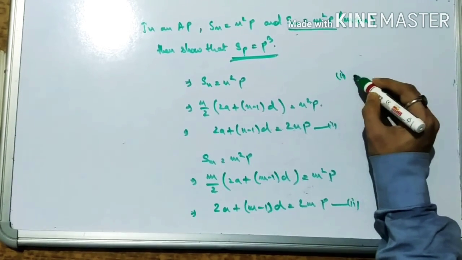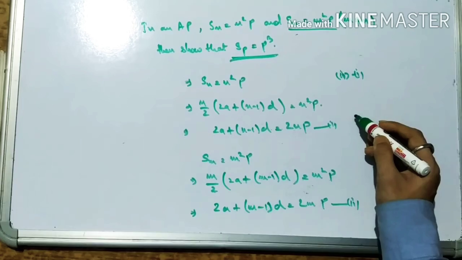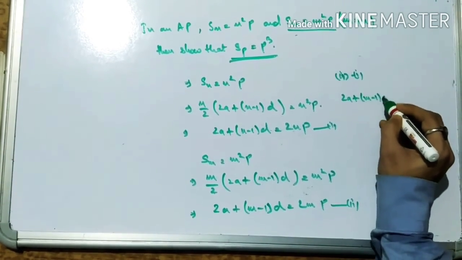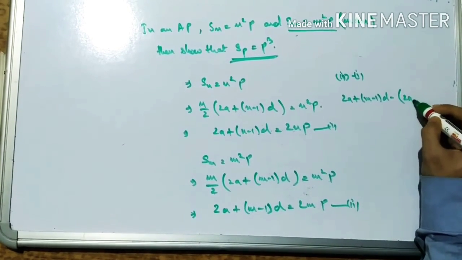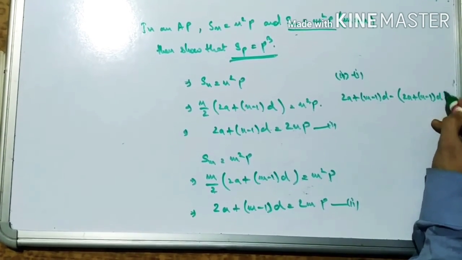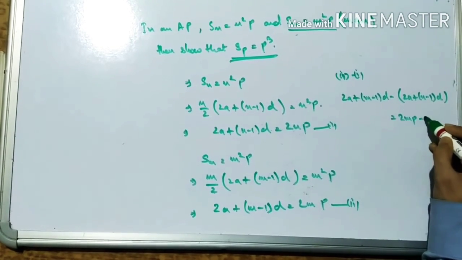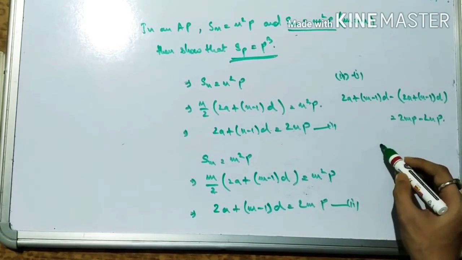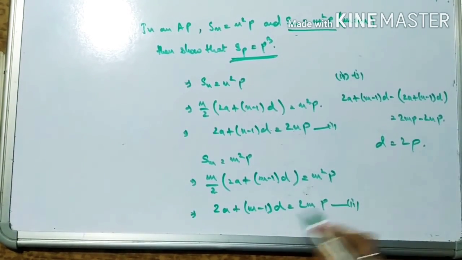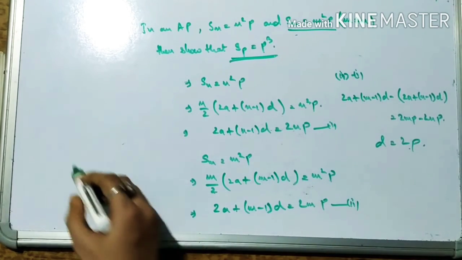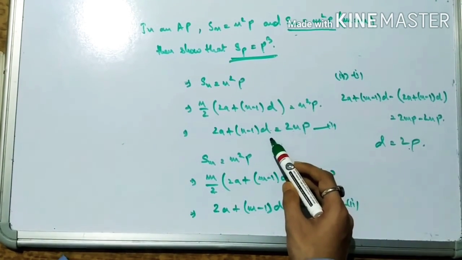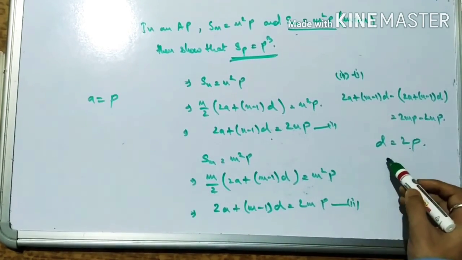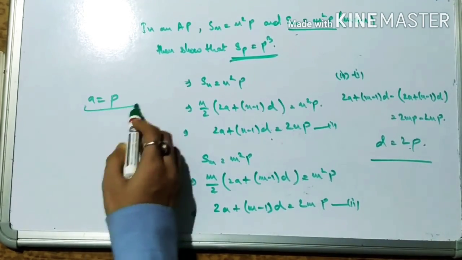Next I will do equation 2 minus 1. So what will I get? (2a plus (m minus 1) d) minus (2a plus (n minus 1) d) is equal to 2mp minus 2np. Understand? Now if I solve this, I will get d is equal to 2p. And this value of d I will put in equation 1. Ultimately I will get a is equal to p. Understand? So d is equal to 2p I got, and a is equal to p I got.